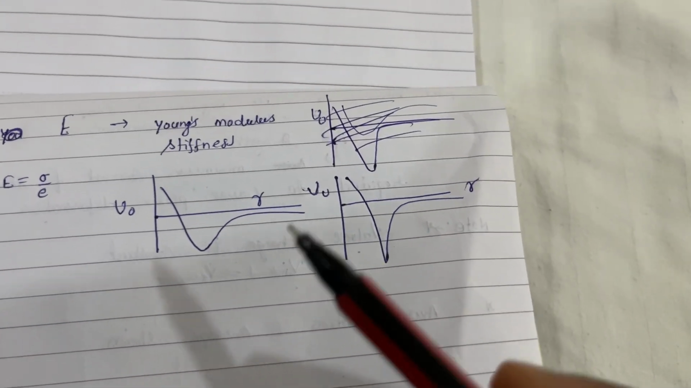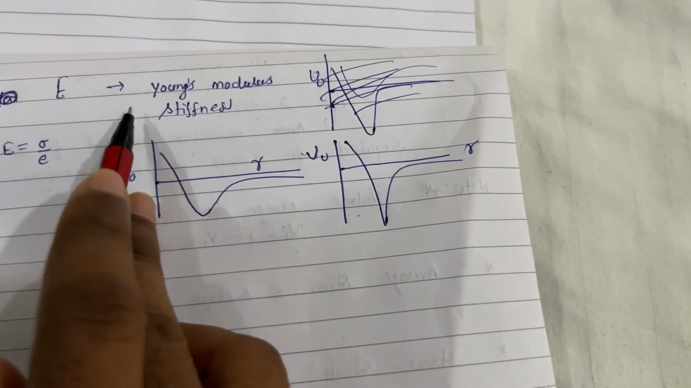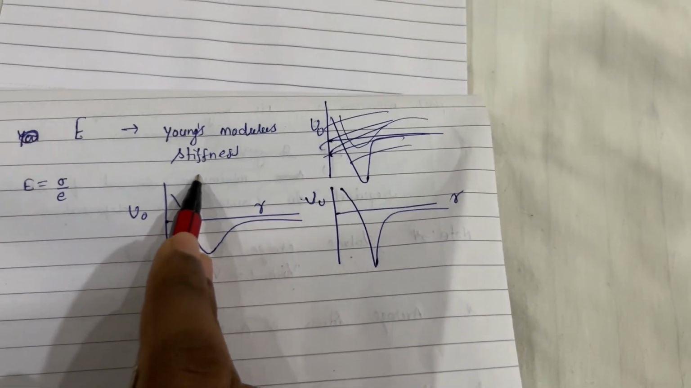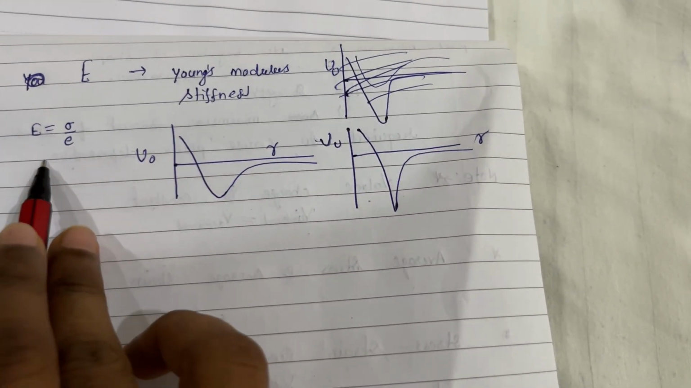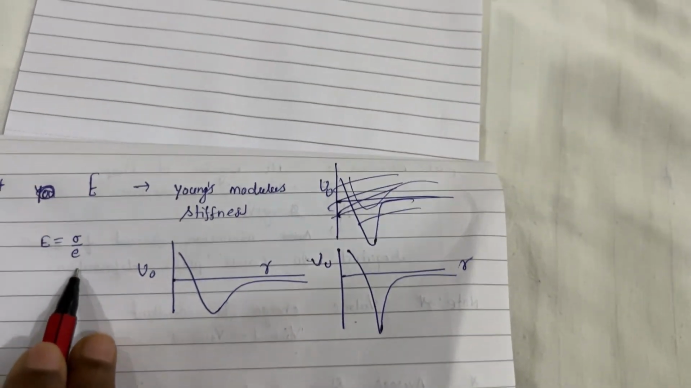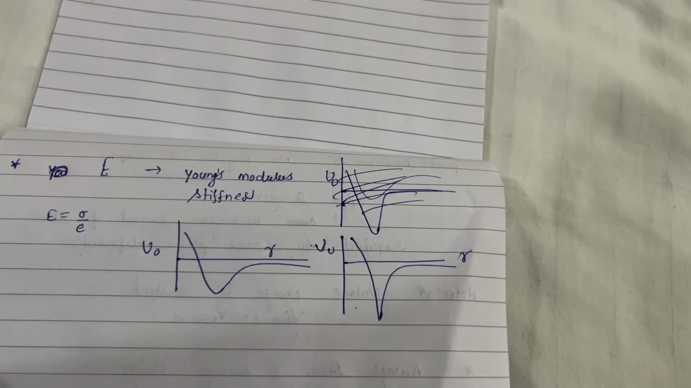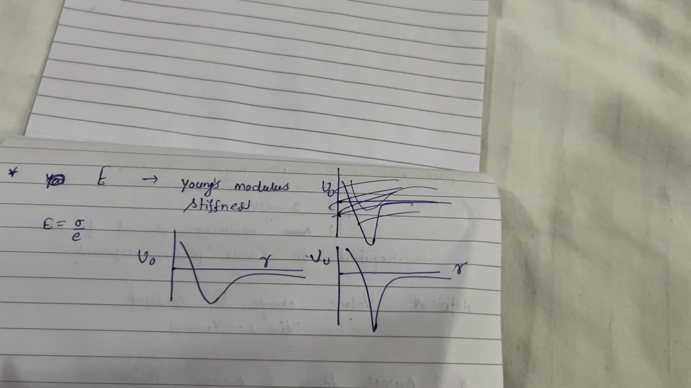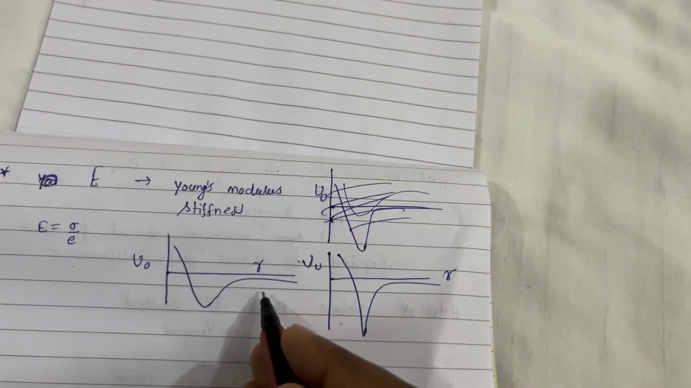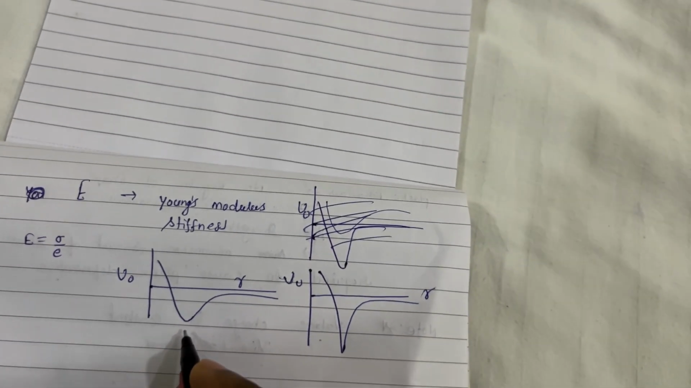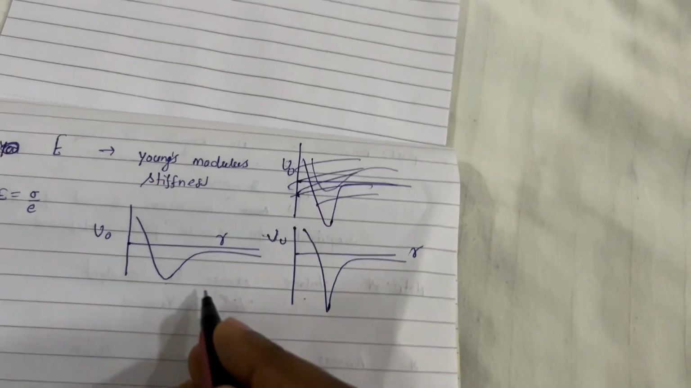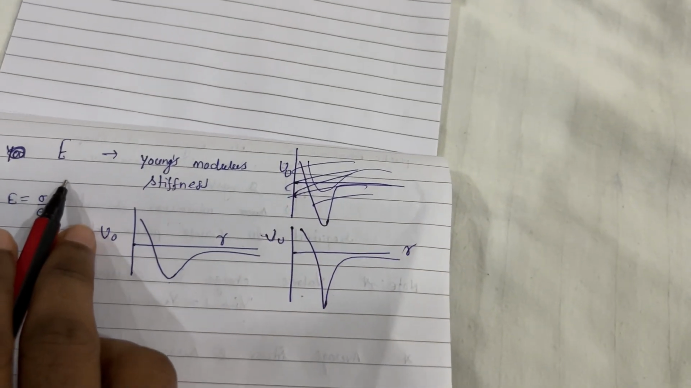So we need to know more about this E, Young's modulus. It is the stiffness of the material also, and it can be written as stress upon strain. What information can we get from the potential curve? Potential energy is plotted against the separation between the atoms. The greater the depth of this curve, the higher the value of the stiffness is going to be.